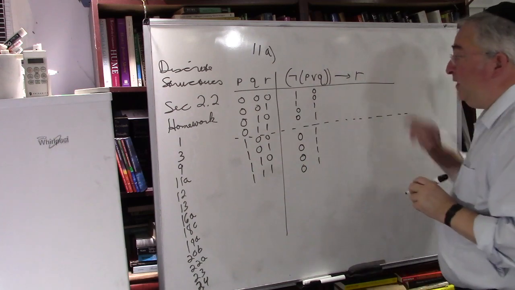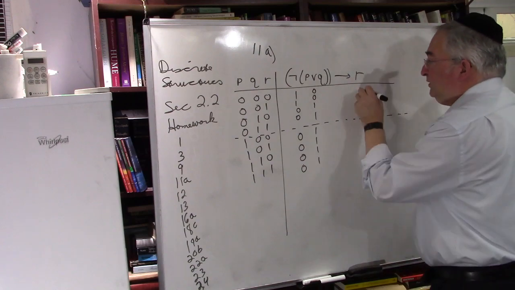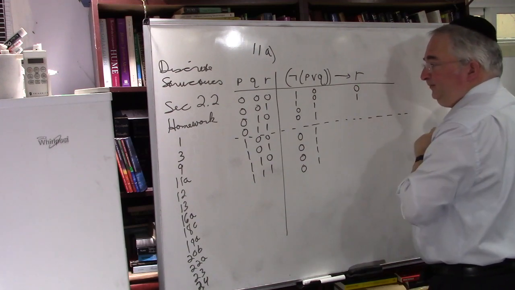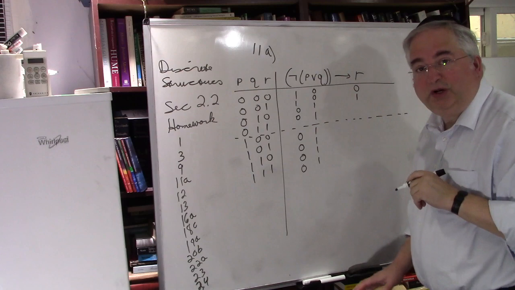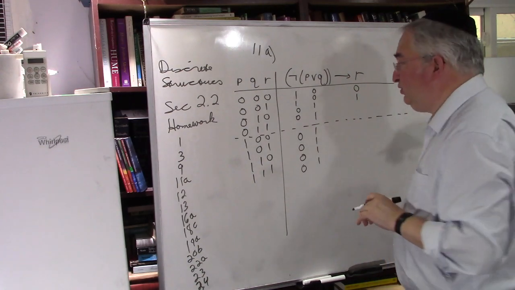Great. Okay. Now, next, R. R is 0, 1. And I'm going to show you a trick here. You shouldn't do this in real life, but I'll show you the trick. The trick is as follows.